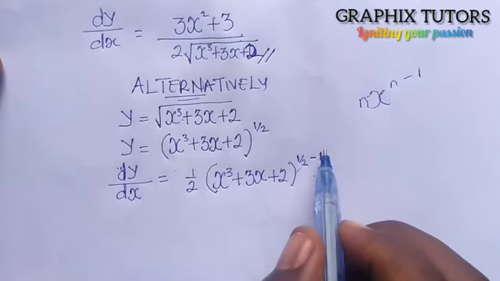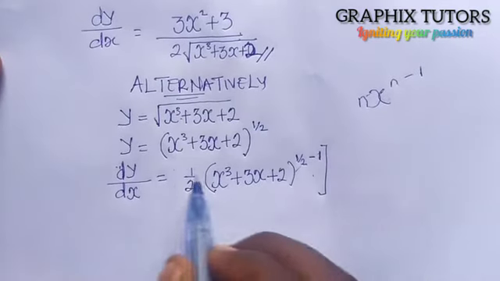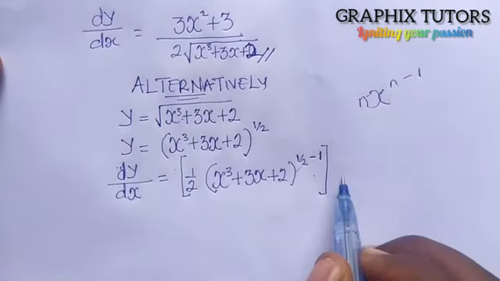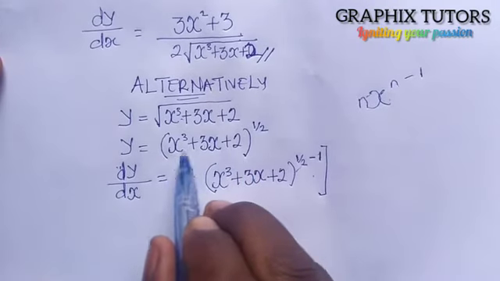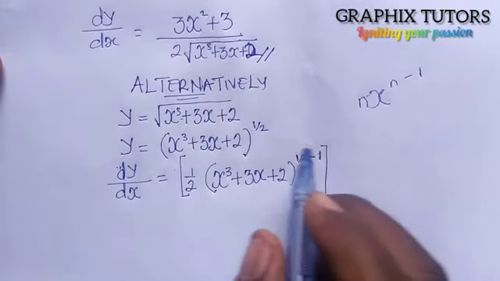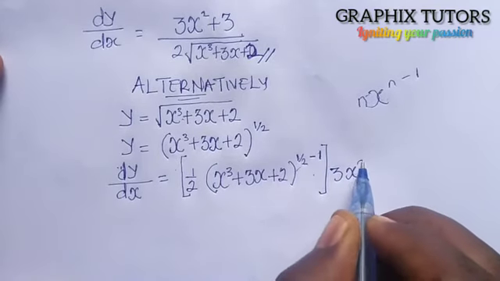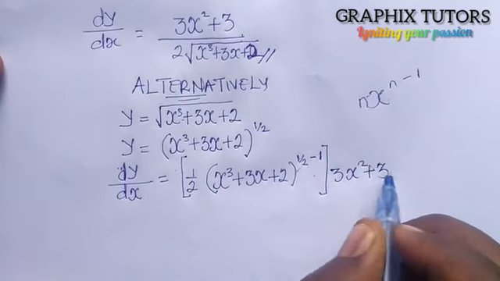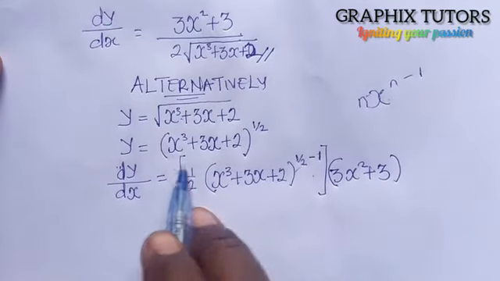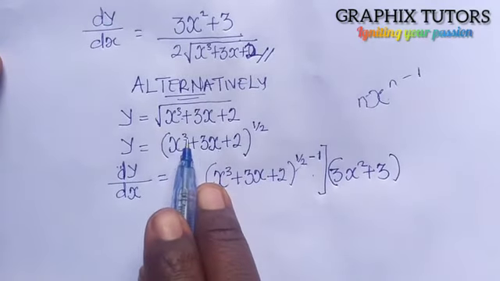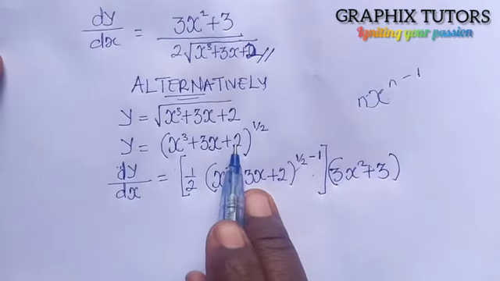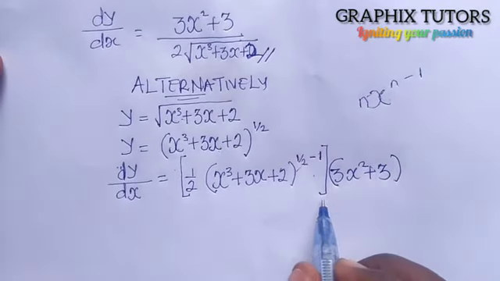Right? So everything here multiplied by differentiation of this. To differentiate x cubed, you're going to be having 3x squared plus 3. This is what you'll be having when you differentiate this here. Because x cubed gives 3x squared, 3x gives 3, and this is a constant. Now, this is my answer.